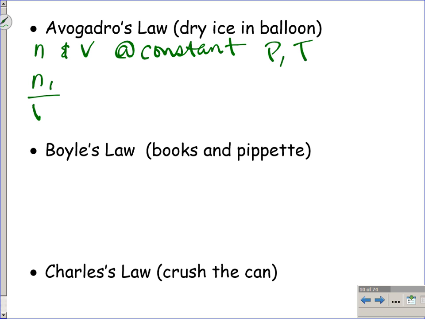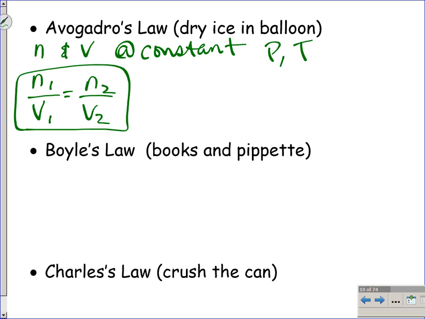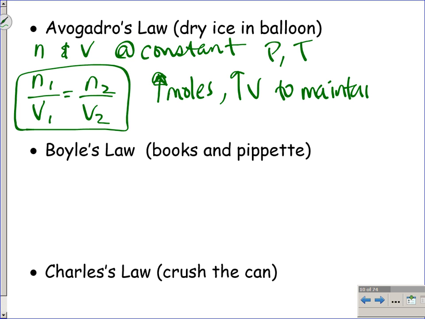So let's write this whole thing, and I'll explain it. N1 over V1 equals N2 over V2. This is Avogadro's law. He says that as you increase moles of gas, you're going to have to increase the volume to maintain your constant pressure and temperature. So we're assuming those are staying constant, whereas we're increasing both of these. So is this a direct or indirect relationship? Because they both go the same direction. Increase, increase.